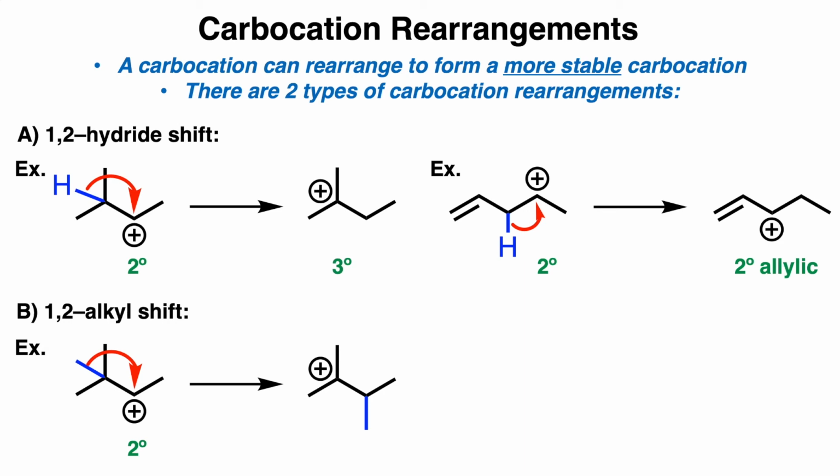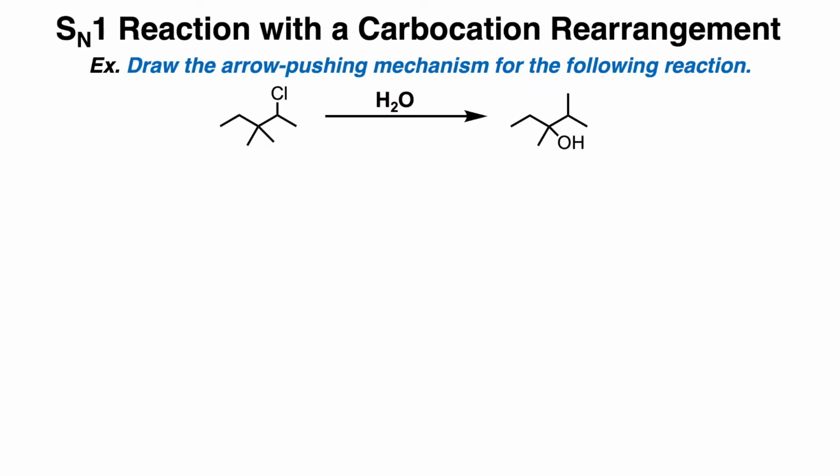So let's draw the arrow-pushing mechanism for the following reaction. Since both the nucleophile and solvent are water, this means that the reaction will go through an SN1 mechanism. The first step is for the leaving group to leave, and this forms the carbocation intermediate.